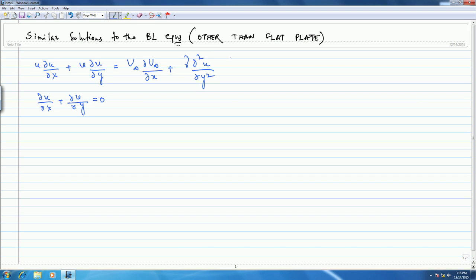And we shall combine this with the boundary conditions that at y equal to 0, u is equal to 0, v is equal to 0, and at a far off place, u goes to the free stream value. So basically these are the dimensional form of the boundary layer equations.